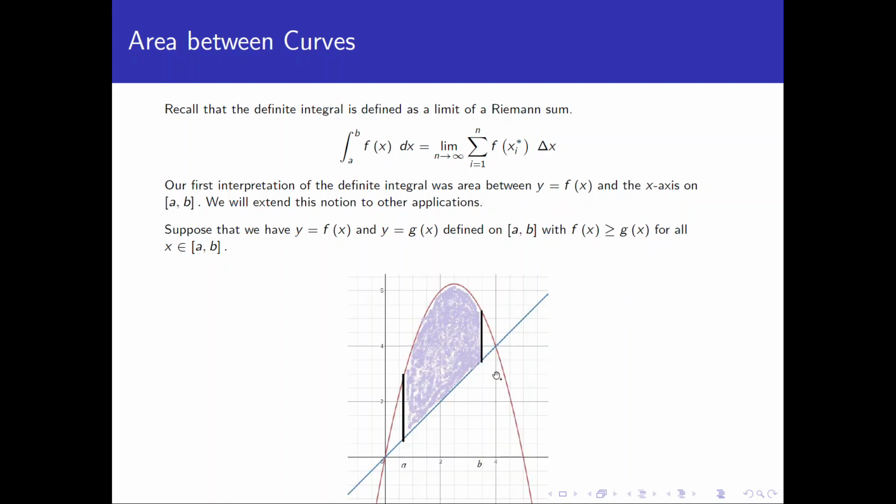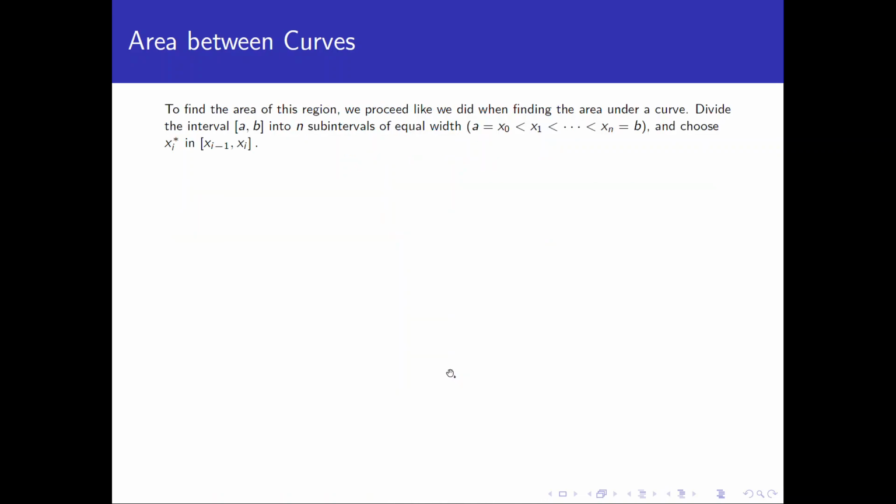All right, so here's the setup for this. We would have our function f of x, the red one here, lying above the function g of x, the blue one here, on the interval from a to b. This would be the setup, and we are looking for the area of that purplish shaded region. All right, so we'll proceed like we did when we were finding area under a curve.